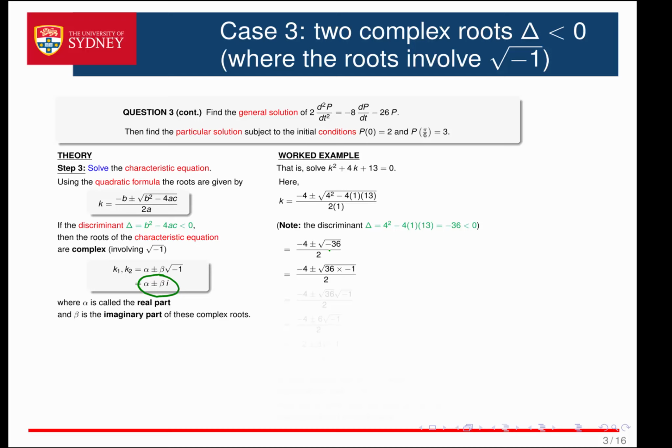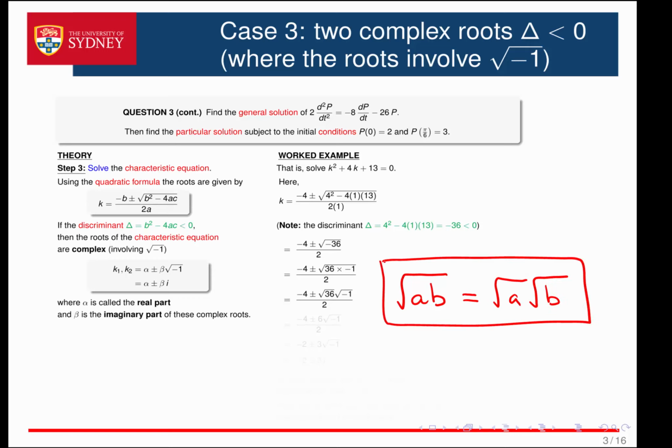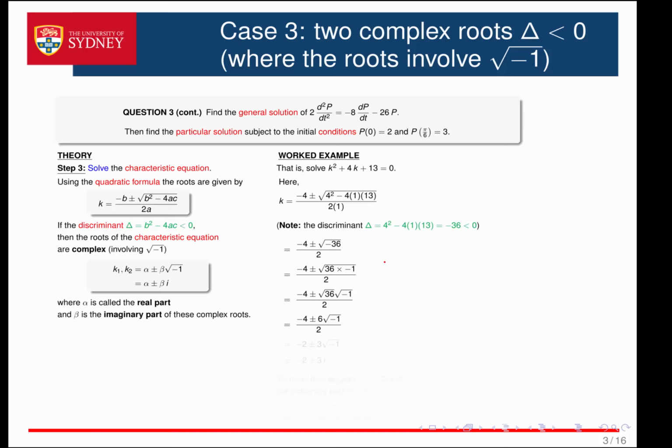The discriminant, negative 36, can be written as positive 36 times negative 1. Using the law that says the square root of a times b is equal to the square root of a times the square root of b, we can then write the square root of 36 times negative 1 as the square root of 36 times the square root of negative 1. Now the square root of 36 is 6.